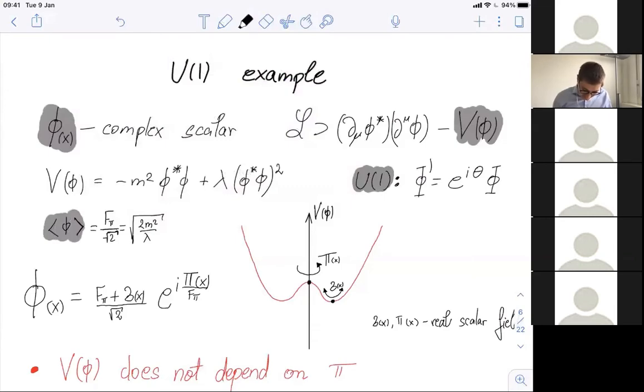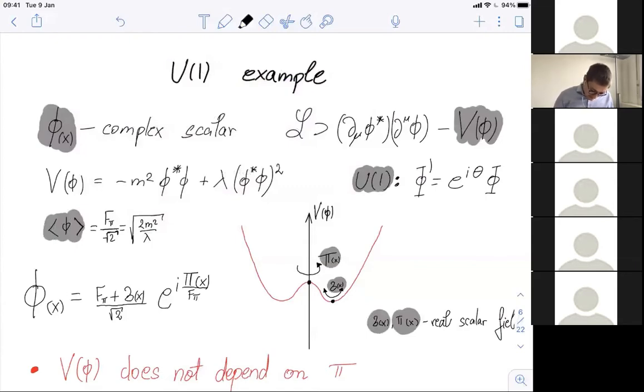Now we have to expand the field around this configuration. There will be two real fields, sigma and pi. Sigma will be the radial component, which corresponds to the excitation that needs energy, going uphill. While the pion will be the polar coordinate, which basically moves you around this circle. So you don't need any energy, because you are going in the direction of the other ground state. And the pion will be massless. So sigma will be a massive field and pion will be massless.